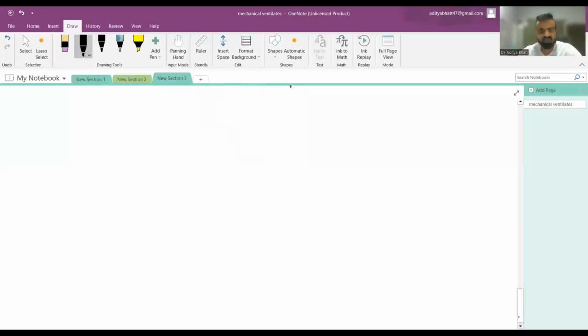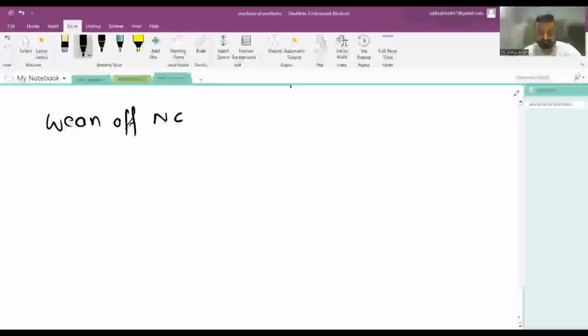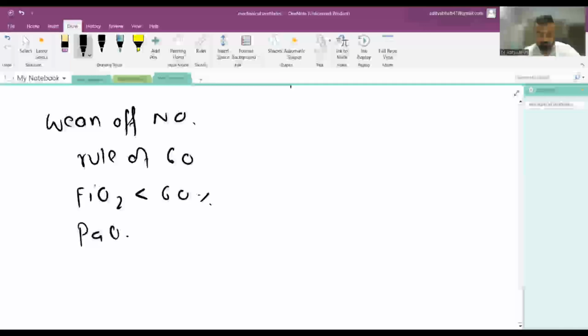Now, when to wean off nitric oxide, very important, and this is the rule of 60. Wean off when FiO2 is less than 60% and PaO2 is more than 60 at that FiO2. This is very, very important, and this should be present for at least 60 minutes.